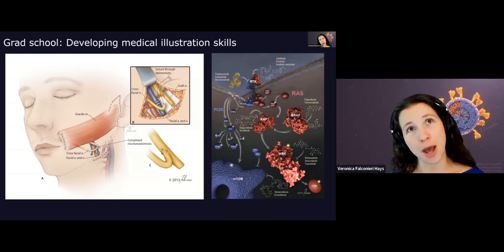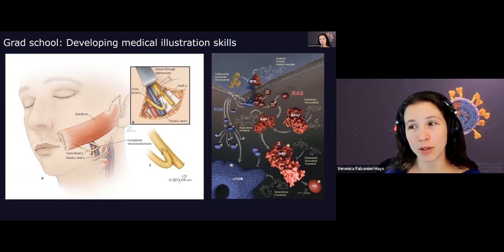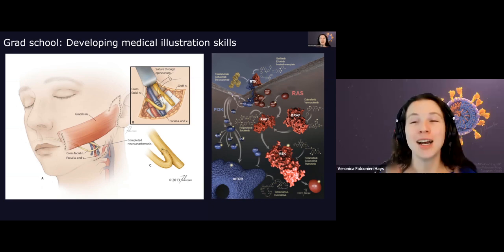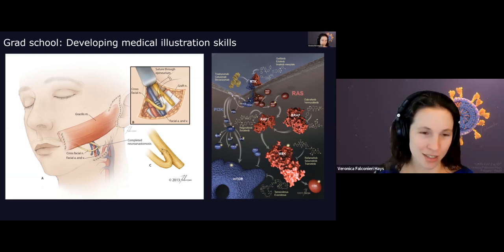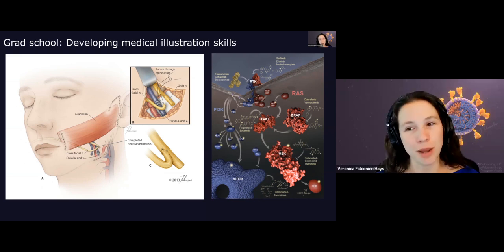This was, I think, my very first 3D molecular illustration. I was still learning how to use the 3D software. Now I look back at it and I'm like, oh no. But at the time I was pretty happy with it. Obviously I've grown so much since doing this piece, so it's always fun to look back.